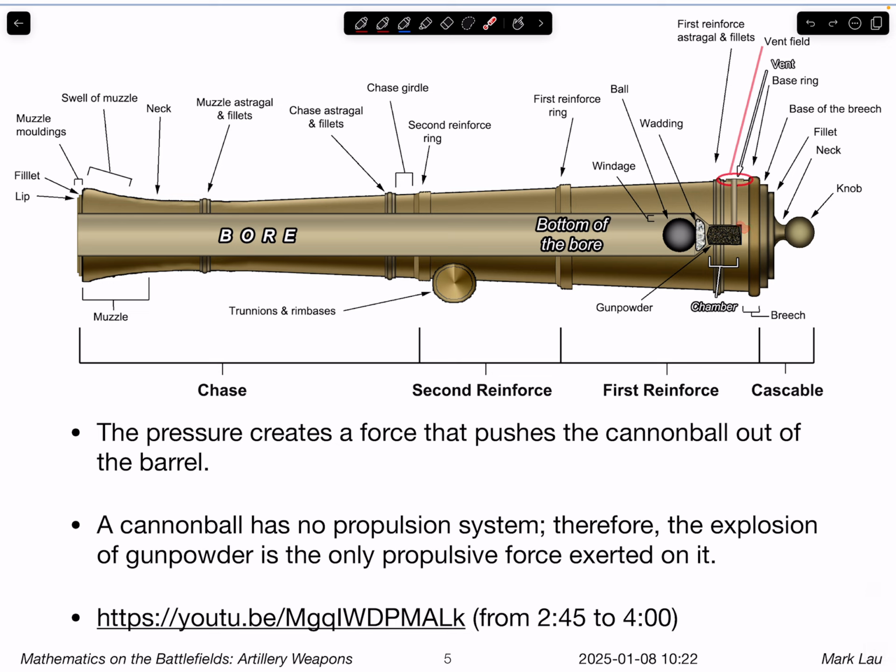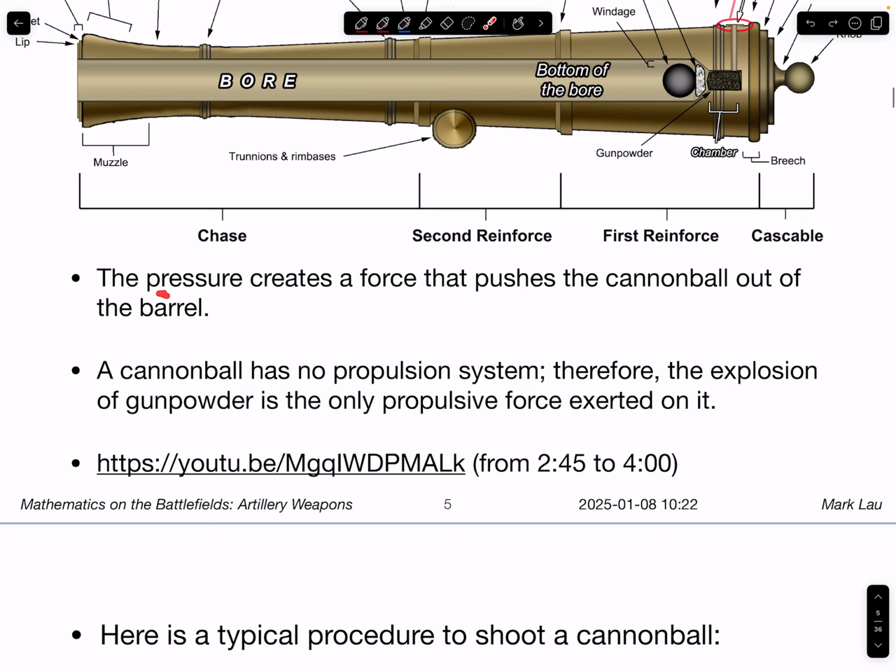So the main thing that I have to know is this is the place where we store gunpowder, and then above that there must be a space, right? Because there has to be some space because air is basically expanding, and so it needs some space at least at the beginning. And then the cannonball, and this entire thing is the bore. The pressure creates a force that pushes the cannonball out of the barrel.